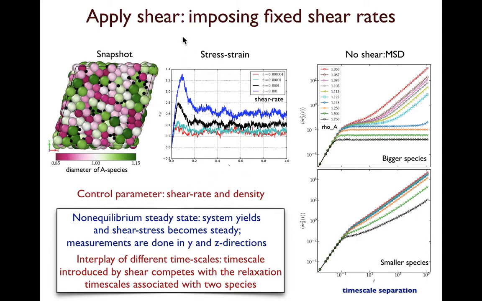Now, to understand the shear response, we apply fixed shear rates along the x direction of the system at different densities. So our control parameters here are the shear rate and the density of the system. So we see here initially some elastic type of response, and then there is yielding, and ultimately some non-equilibrium steady state is reached. Since we have already seen there is a huge time scale separation between the dynamics of bigger and smaller species, now it would be very interesting to see how this new time scale introduced in the form of shear rate competes with the two relaxation time scales of the two species.